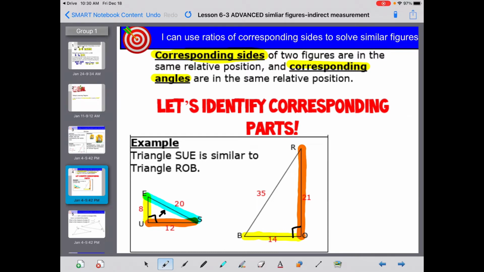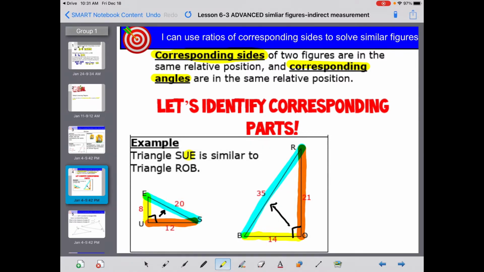So which side in the larger triangle is in that same relative position, across from the right angle and the longest side? There it is, RB or BR. Good. So now I want to show you something else that's neat. Go back to where I highlighted in yellow. In this triangle, it's UE.